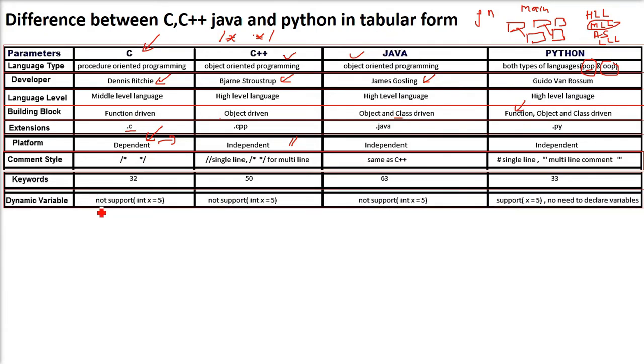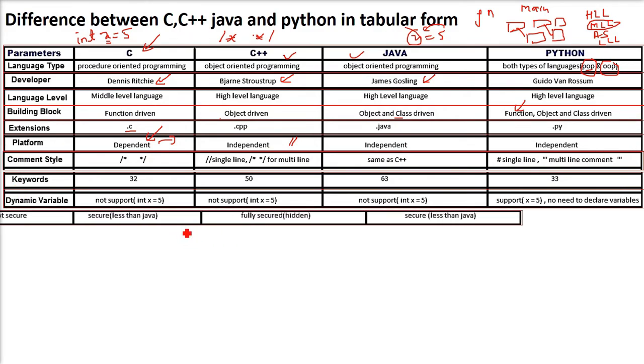Dynamic variables are not supported in C, C++ or Java, but in Python, dynamic typing is supported. What does it mean? In C, you cannot just say x equals 5. You have to tell the compiler it is int x, then only you can say int x equals 5. Same with C++ and Java. But in Python, you don't have to give int also. You just say x equals 5. Python will automatically take whatever value is assigned to it.